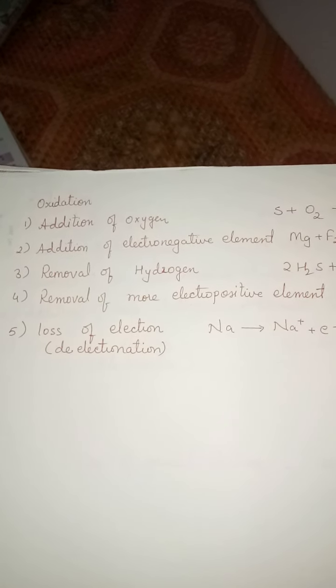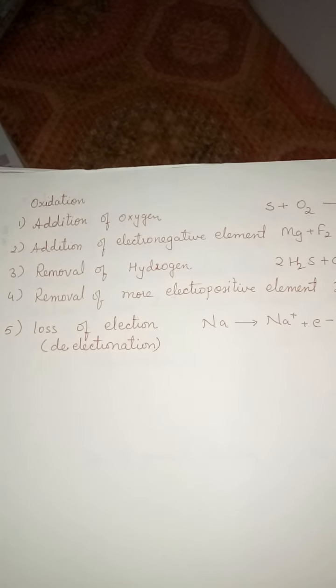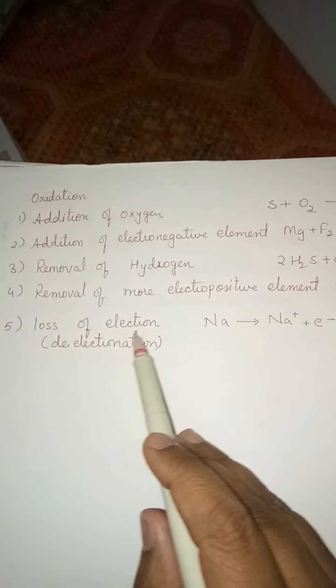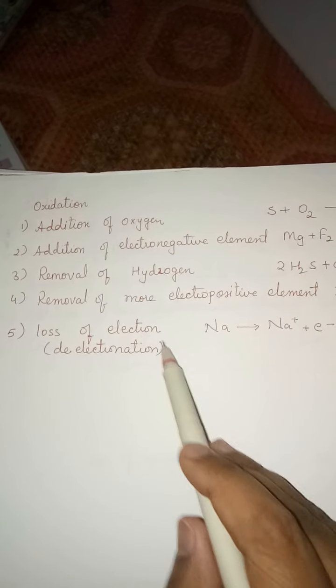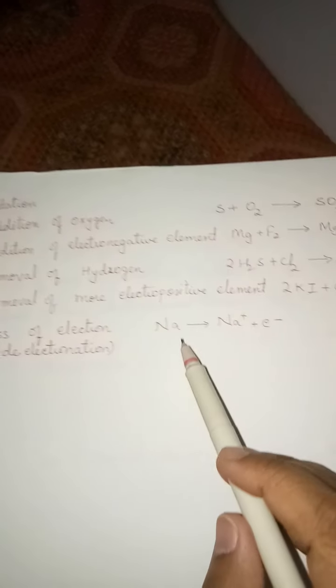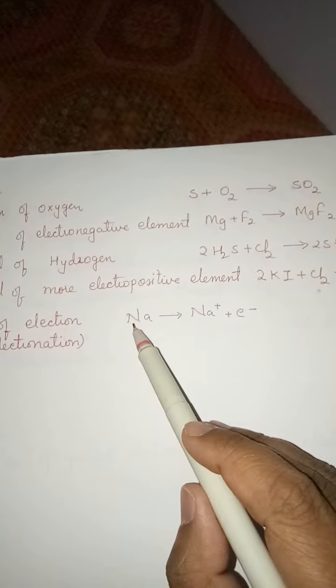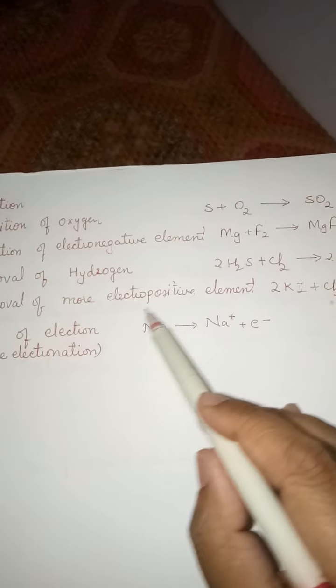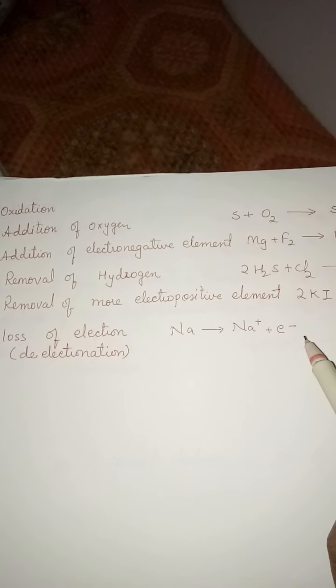Now, the moment we start with the modern concept, it says oxidation is loss of electron. That is, de-electronation takes place. This is what's happening after an electron is being lost. It means this metal is getting oxidized.